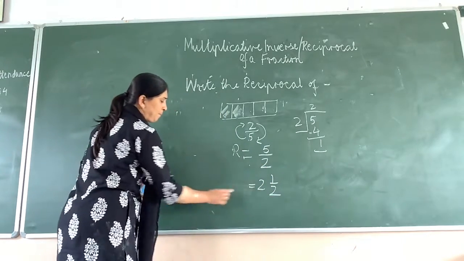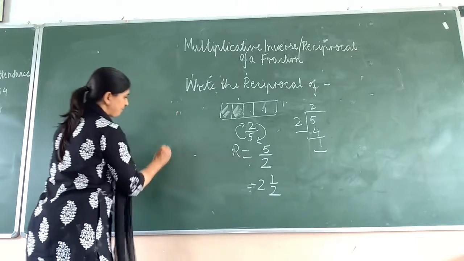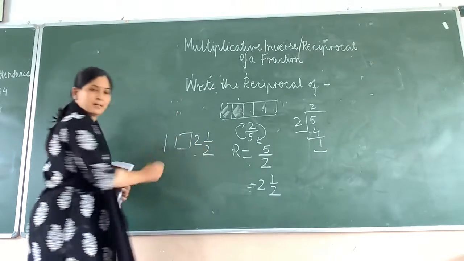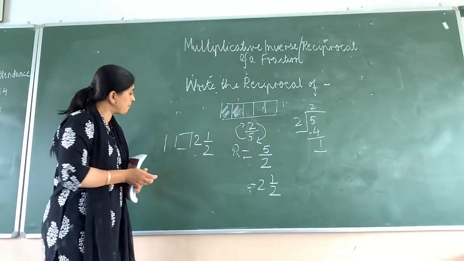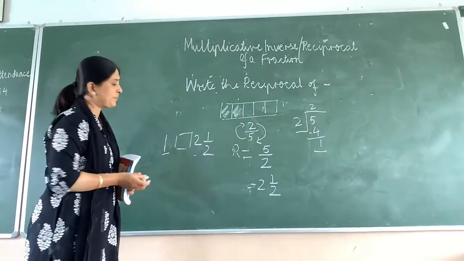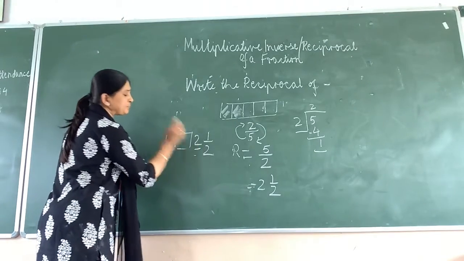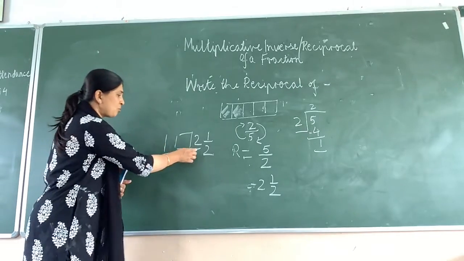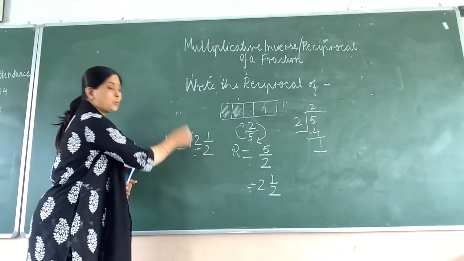Now see, compare 1 and 2 and 1 over 2. Which is a bigger number? Here 1 is the whole number. Here what is the whole number? 2. So which is a bigger number, 2 or 1? 2 is a bigger number.